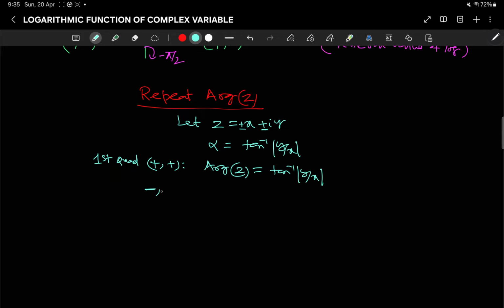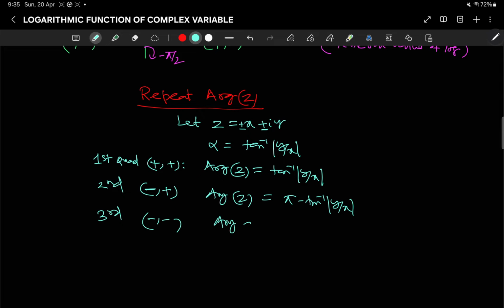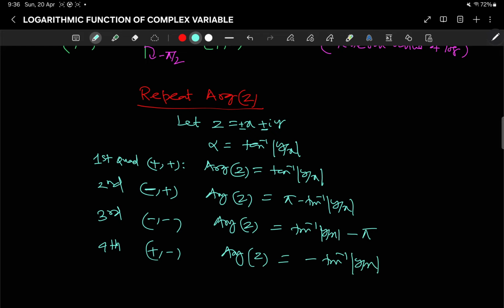And if it is in the second quadrant, then the argument of z will be pi minus tan inverse of |y| by |x|. Now if it is in the third quadrant, minus minus, then the principal argument of z will be tan inverse |y| by |x| minus pi. If it is in the fourth quadrant, plus minus, then the argument of z will be minus of tan inverse |y| by |x|.